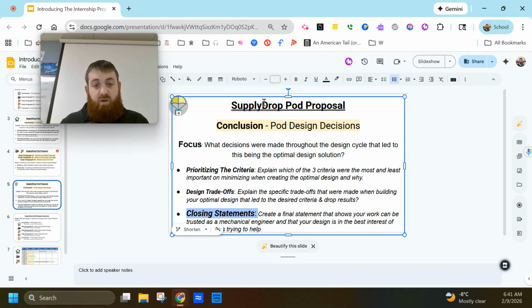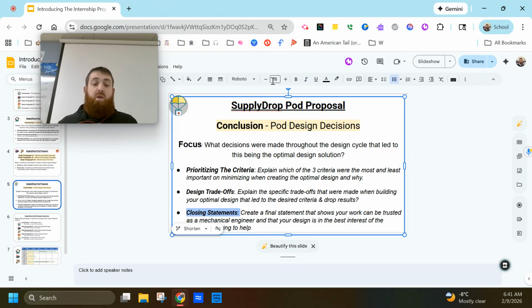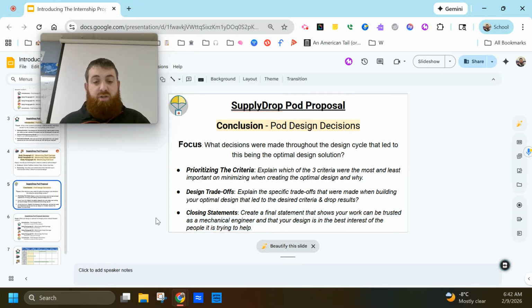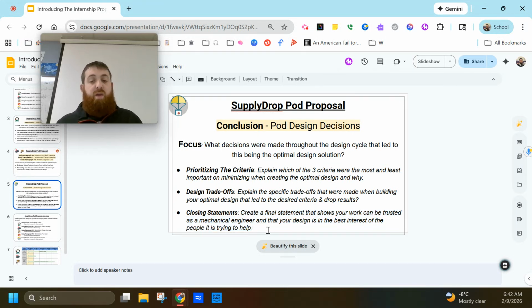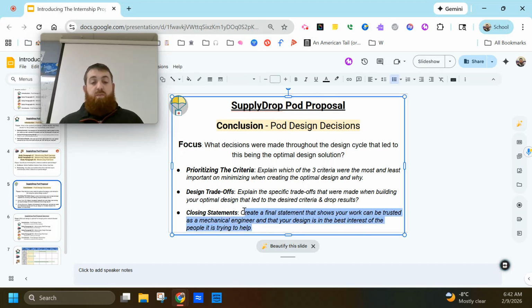And finally, closing statements, okay? This is where you wrap up everything and prove to your reader not only are you an expert, but you can be trusted. Create a final statement that shows your work can be trusted as a mechanical engineer and that your design is in the best interest of the people it's trying to help. Again, this is where you show that you are focusing on the important things, the things that are going to help our natural disaster victims, and again, why you should be trusted overall when making this decision.